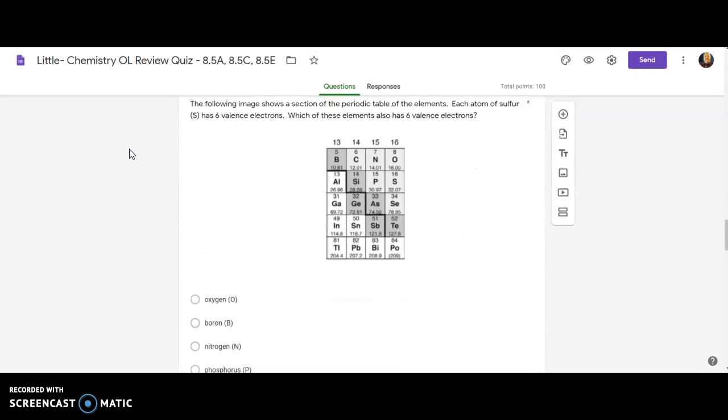Next question. The following image shows a section of the periodic table of the elements. Each atom of sulfur, which is right here, has 6 valence electrons. Remember, it's synonymous with our groups, kids. Which of these elements also has 6 valence electrons? Oxygen, boron, nitrogen, or phosphorus? Which of those also has 6 valence electrons?